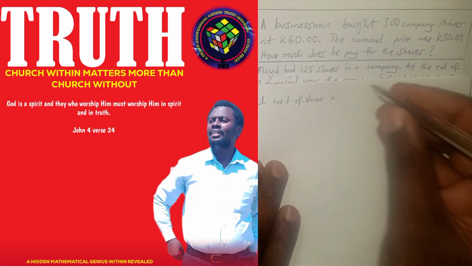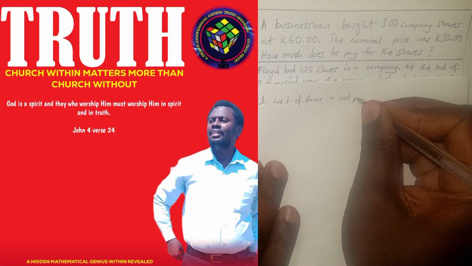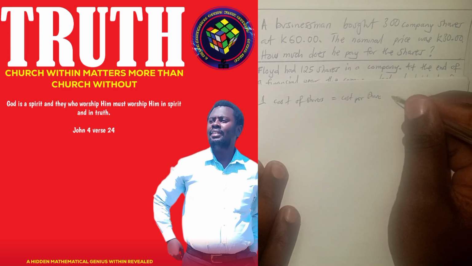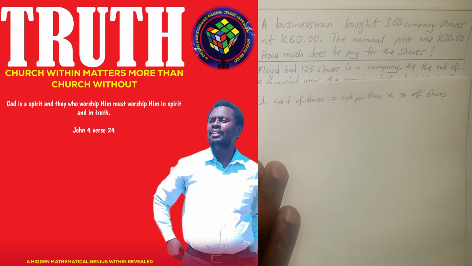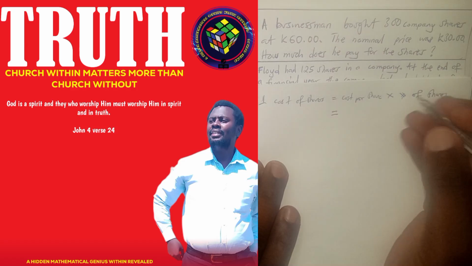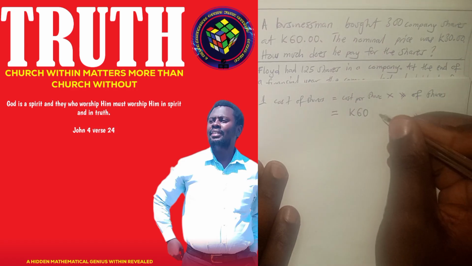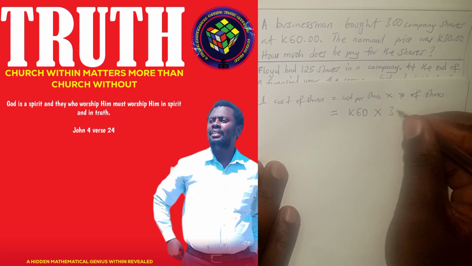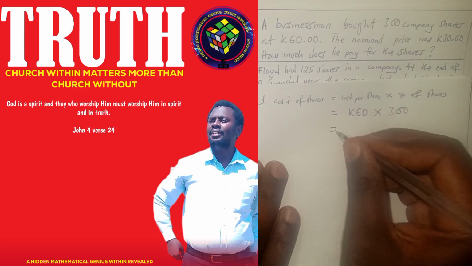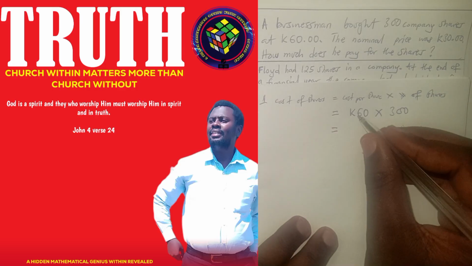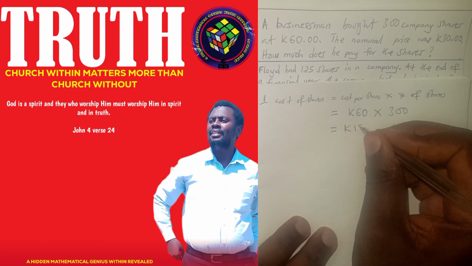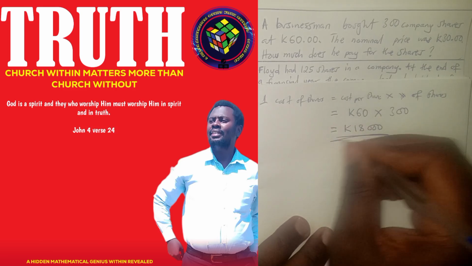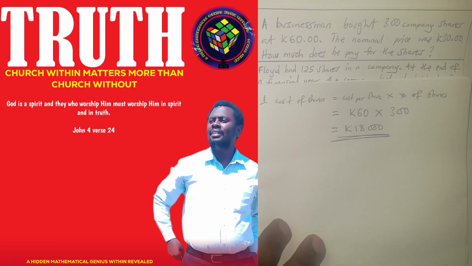Okay, so cost of shares. Cost of shares is equal to cost per share times number of shares. So this is equal to cost per share, 60 kwacha, times the number of shares, 300. So what is 300 multiplied by 60? Yes, 6 multiplied by 3 is 18. Plus the three zeros, you get 18,000. So we have 18,000 kwacha. And that is the cost of shares.